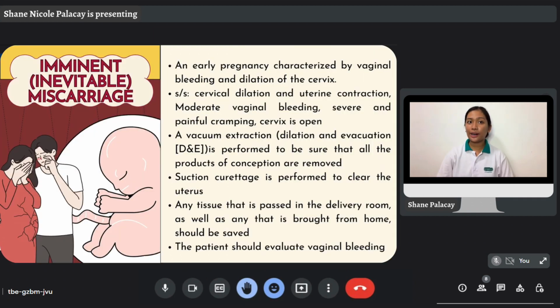It is an early pregnancy characterized by vaginal bleeding and dilation of the cervix. When a miscarriage is imminent, vaginal bleeding is worse and cramping is more severe than when an abortion is threatened.